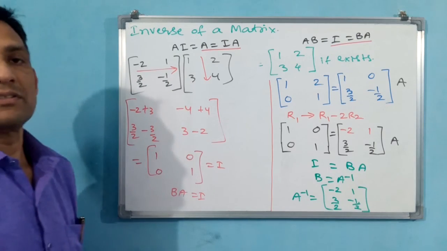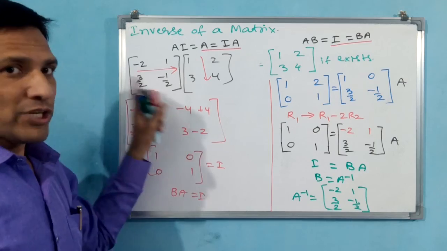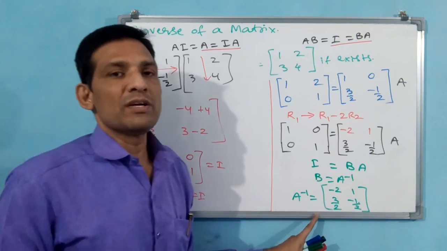That means BA is equal to I has come. That is why this is inverse. B is inverse of A. You understand? This is only verification. You need not do this verification. You have to write up to here only.